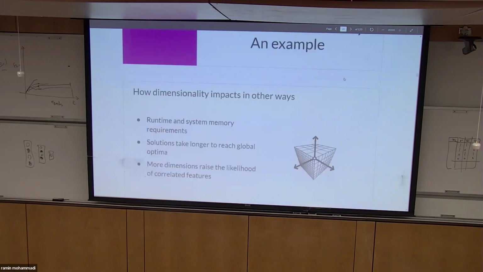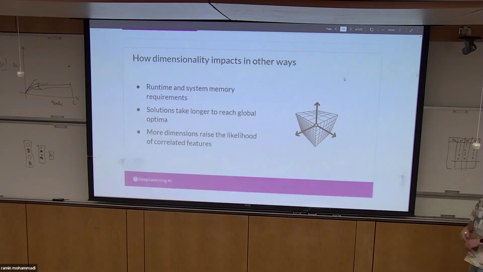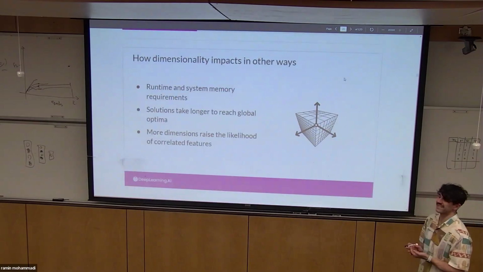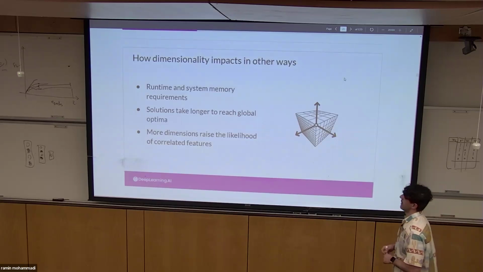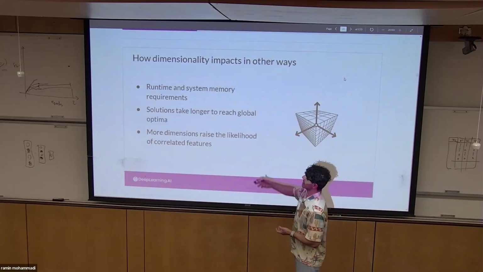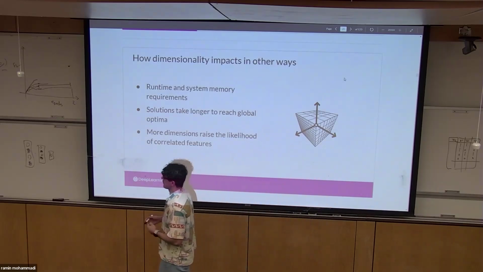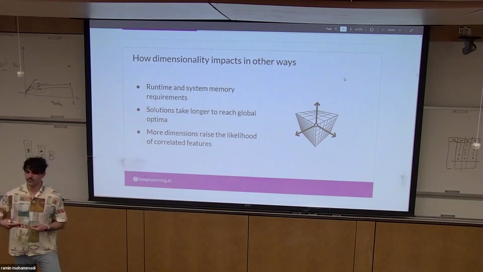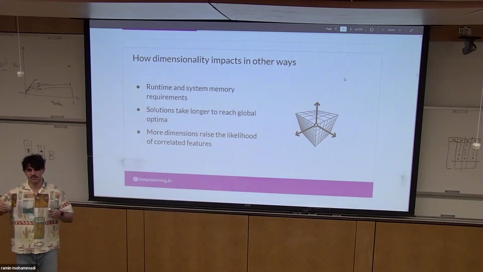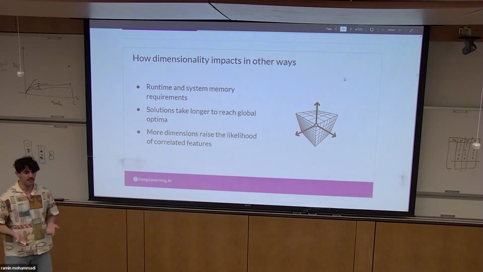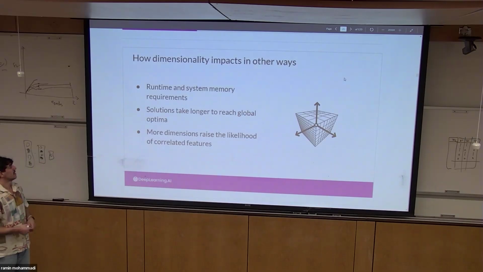So let's go over dimensional reduction and overall how it can help. The first thing that dimensional reduction can help with is the runtime and system memory that it requires. When you want to run the model, the larger the number of dimensions, the slower it gets, and the more memory you need to feed it.